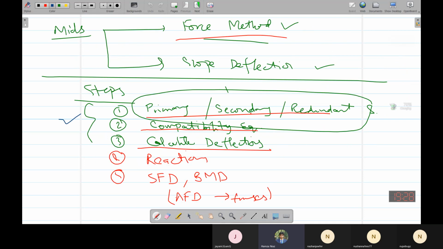It depends on practice how much time you take to complete this question. So this was our first step. Clear? We have resolved our question into primary as well as redundant structures.